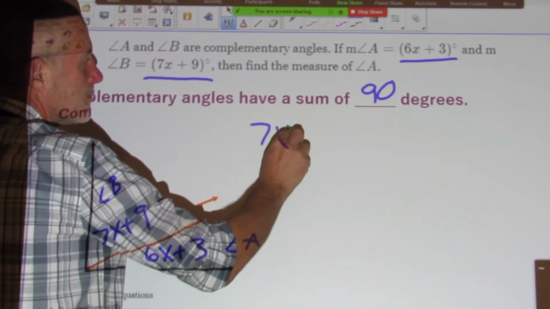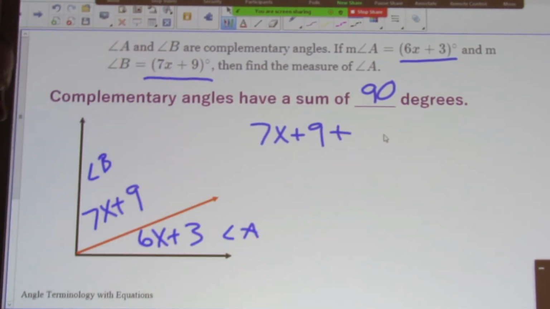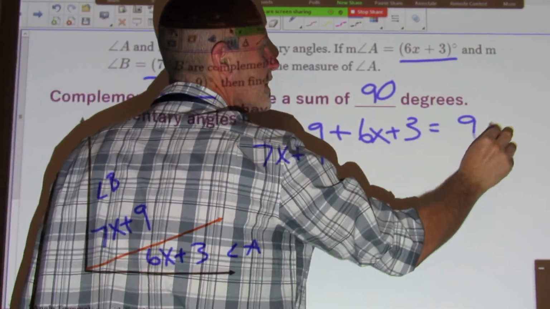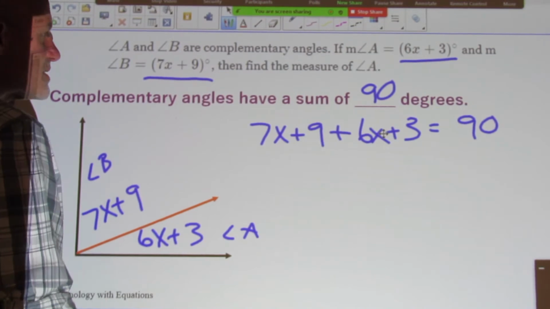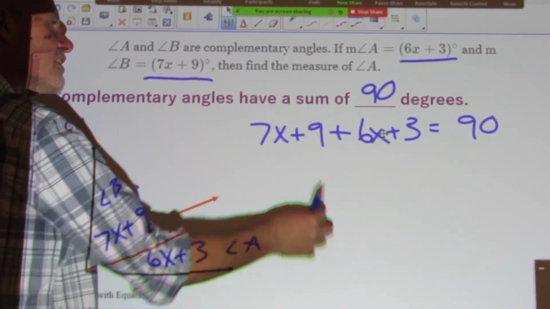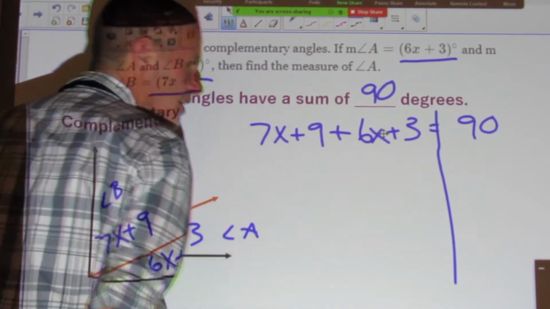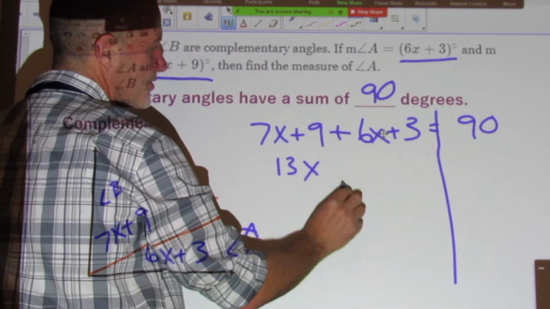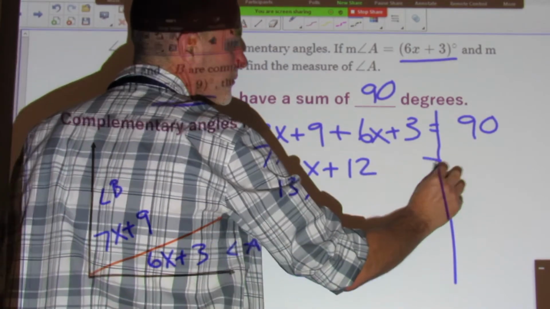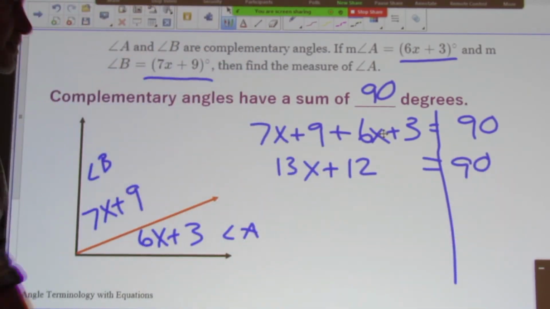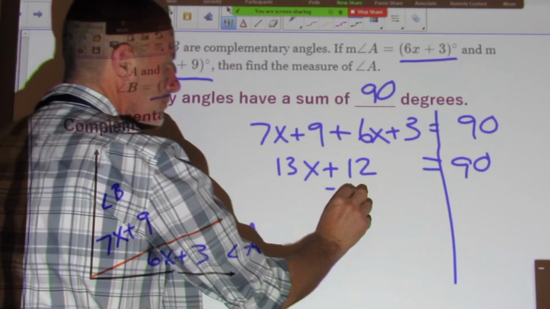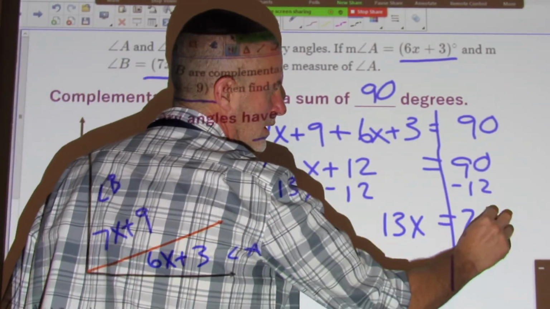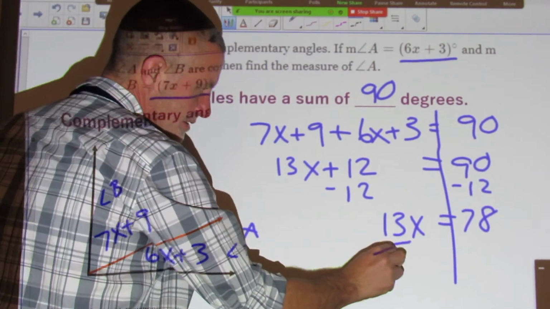7x plus 9 plus 6x plus 3 equals 90 degrees. Like terms again, always combine those like terms when you can. On either side of the equal sign, I've got 13 x's. I've got 9 plus 3, which is positive 12. And another two-step equation to finish up. And that looks like 6.